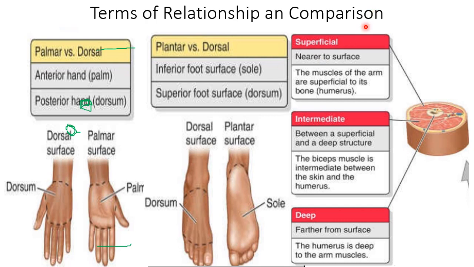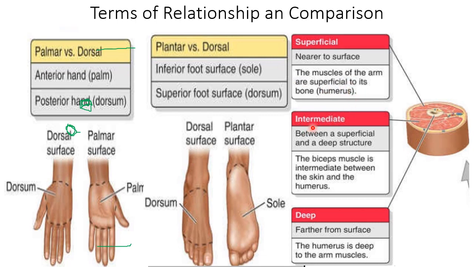Then let's also look at other terms such as superficial. Superficial means nearer to the surface. There is a term called deep, and superficial, and intermediate. So superficial means towards the surface. We can say that the muscles are superficial to the bone. As you can see, this is a section of the arm, so the muscles are superficial to the bone. This is an example I've given here.